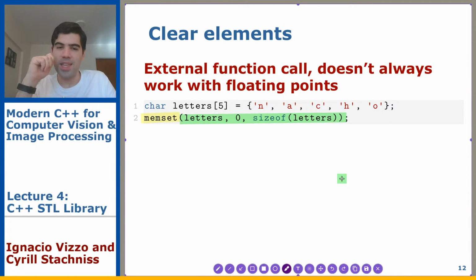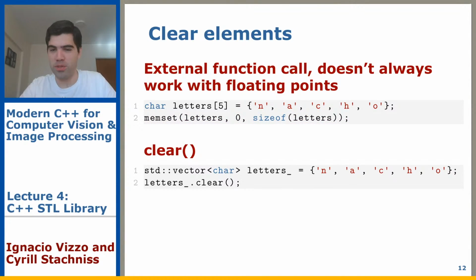But the thing is that depending on some variables, let's say if you try to do this with floating point arrays, this might not work. So this is not even super safe. So in C++, what you will do is just call the clear function. You have a container, you want to clear this container, then you call the clear function. It's really easy to use, hard to misuse, and the intention of the program is clear.